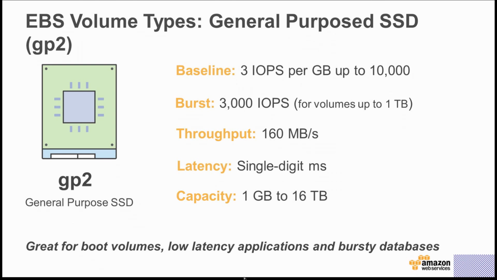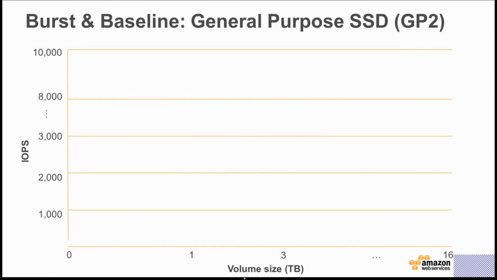GP2 has a simple provisioning model. You pick your volume size between 1 and 16 terabytes, and your performance will be automatically determined for you. Your performance is divided into 2 parts. At the top, your baseline performance, and then your burst performance. You get a baseline performance of 3 IOPS per gigabyte up to 10,000 IOPS, and you get a burst performance of 3,000 IOPS for volumes less than 1 terabyte in size. For larger volumes than 1 terabyte, you'll just get the baseline performance. For these numbers, we're saying I/O is measured in 16 kilobyte sizes. So that's a lot of data, so I'll next visualize this to help explain.